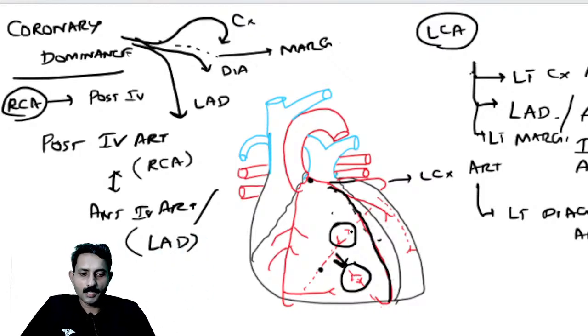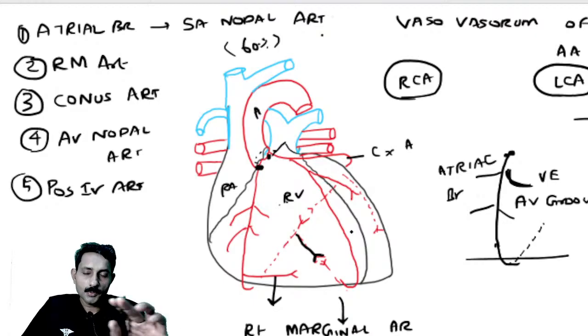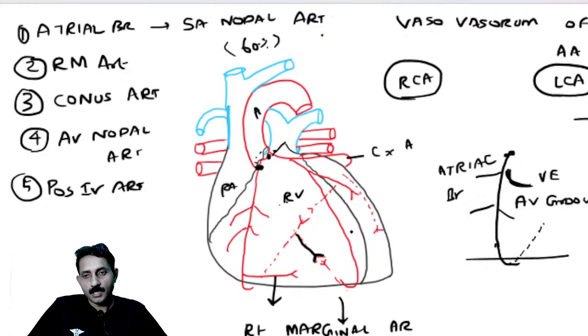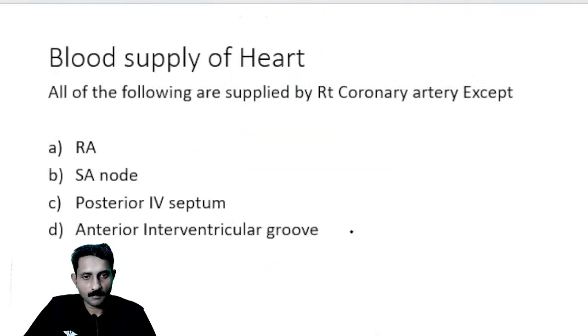So I have given most of the topics, or most of the branches, from the right coronary artery and left coronary artery. Mostly the questions will come from this area. And what are the chambers that will be supplied by this? If you understand the branches, writing the chambers is easy. All of the following are supplied by the right coronary artery except.